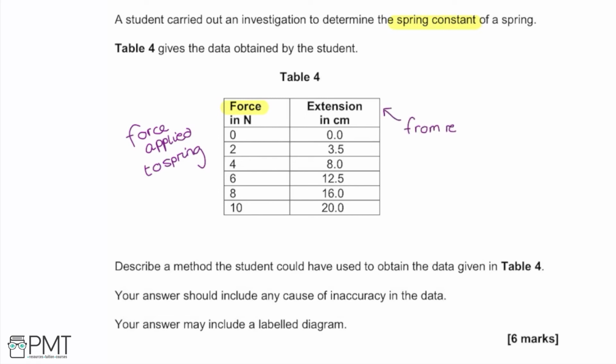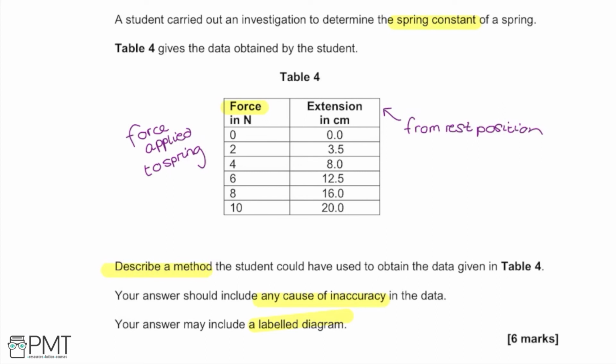So we're asked to describe a method the student could use to obtain the data given in Table 4. And we're told that our answer should include any cause of inaccuracy in the data, and it may include a labelled diagram. Now, obviously, I'm noticing here that this question is worth 6 marks, so it's going to be requiring quite a detailed explanation and development of the points and a good logical method with these inaccuracies brought up and shown in our answer.